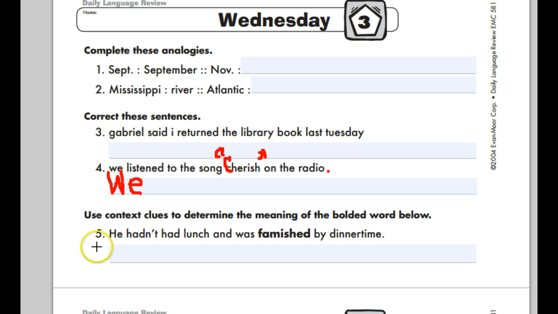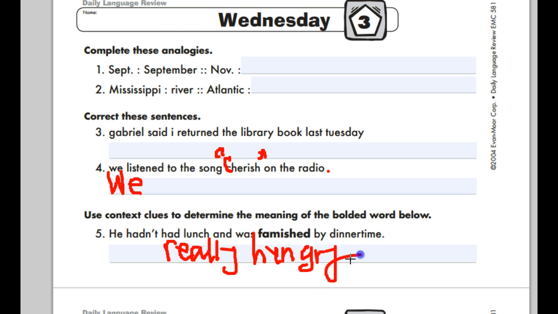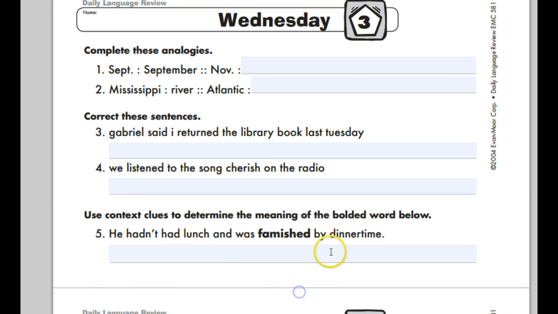Use the context clues to determine the meaning of the bolded word famished. He hadn't had lunch and was famished by dinner time. Well, how would you feel if you did not have lunch and it was already dinner time? You would feel hopefully really hungry. Oh, my computer pen is acting crazy again.